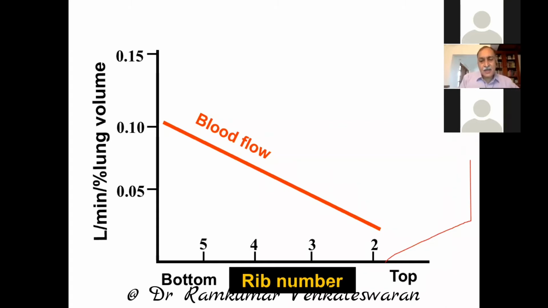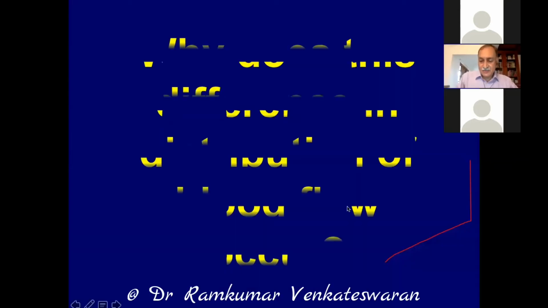So taking this line, we said at the top of the lung, 0.07 divided by 7, we got 0.01 liter per minute per percent lung volume. And if you extrapolate this line, it will be roughly around that. Not very accurate. And at the bottom, it is around 0.1 liter per minute per percent lung volume. So all this diagram depicts again, in actual numbers, is the fact that from the top to the bottom of the lung, the blood flow increases.